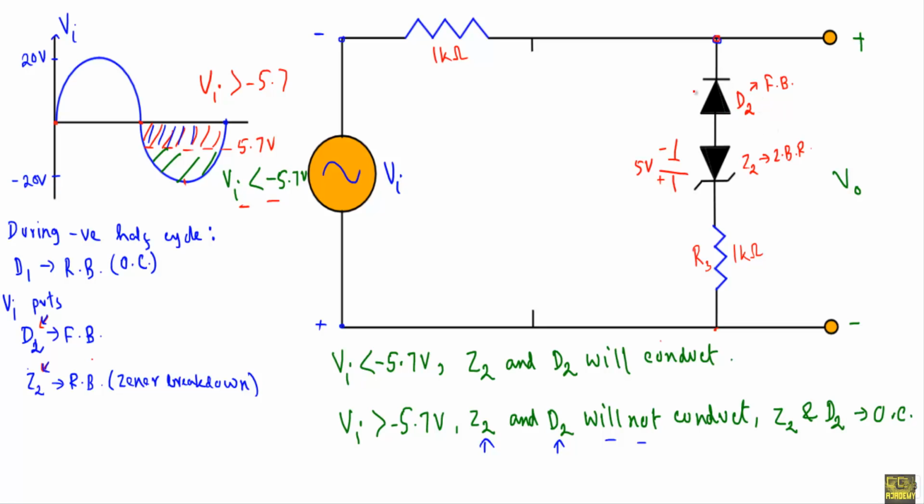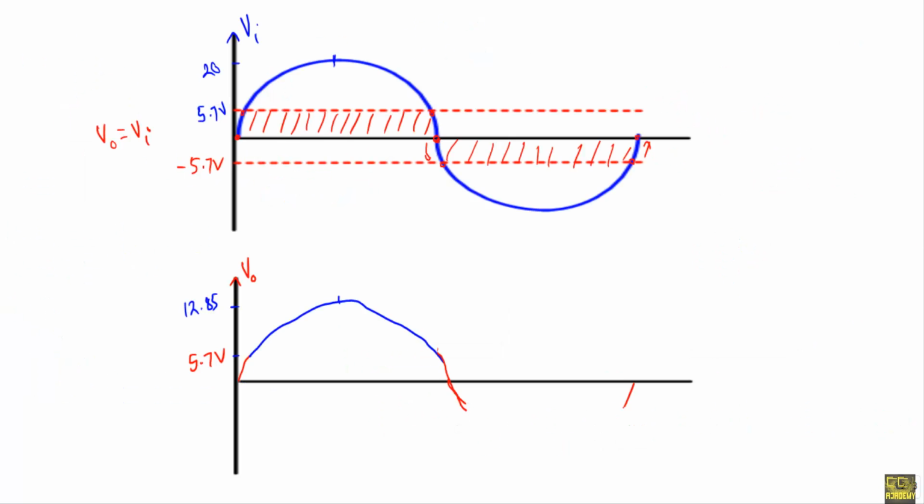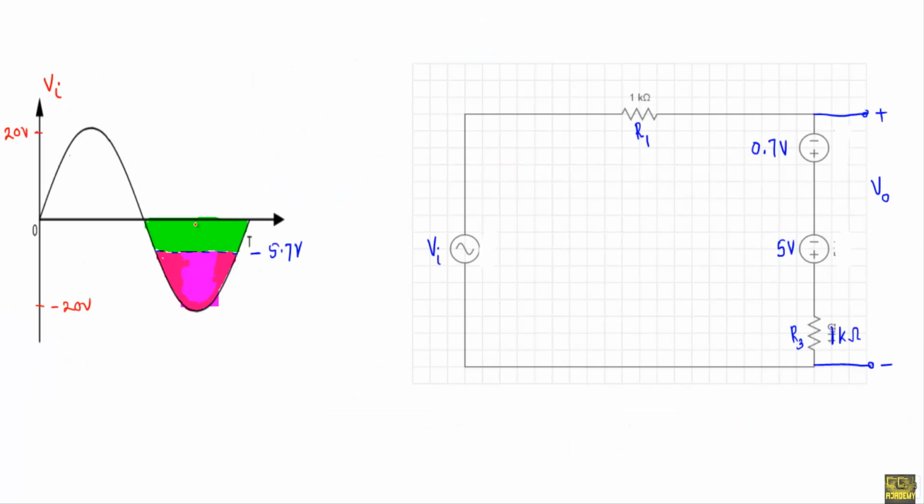As D2 will be in forward bias, we can replace it with its constant voltage drop model like this, whose value will be 0.7 volt. This will be negative, this will be positive. So if I replace the diodes with their equivalent circuit models, I will get a circuit like this. And I am talking about this portion of the applied voltage when Vi is less than -5.7 volt.